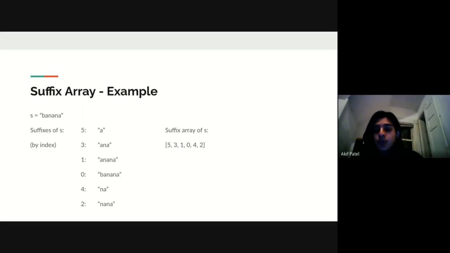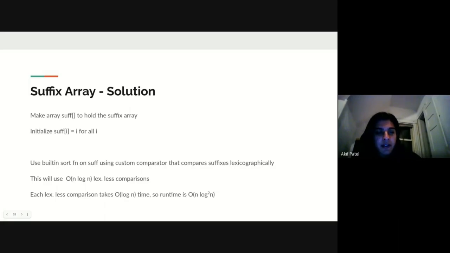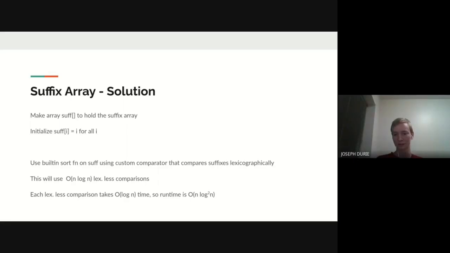So then we can just use a sorting algorithm. In fact, we just use the built-in sorting algorithm in C++ to sort these things. We make the suffix array to hold the result, and we initialize it to the indices. And now we just sort it using a built-in sorting function. The only thing is we have to sort it using our own custom comparator, which is the comparator from the last problem. Sorting takes n log n comparisons, and each comparison takes log n time, so the runtime is n log squared n. Yeah, this is probably going to be a lot worse than Java.